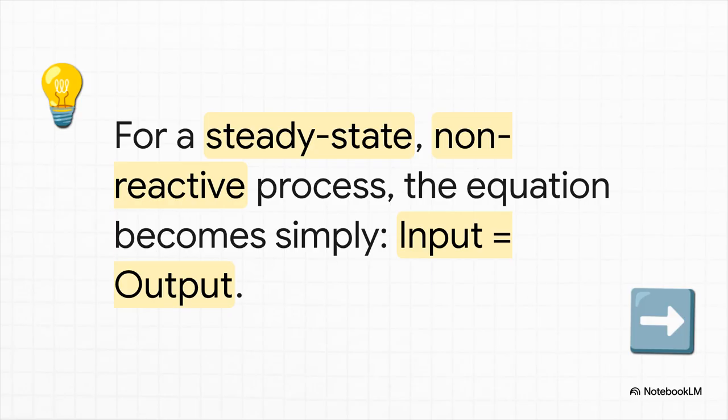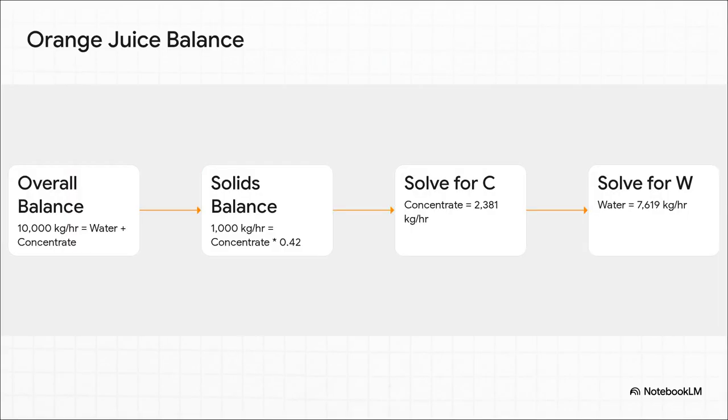And what happens when you do that? That entire complex equation collapses into this beautifully simple, elegant powerhouse of a statement. Input equals output. What goes in must come out. This is the absolute cornerstone of continuous process design. So let's use it right now on our orange juice evaporator.